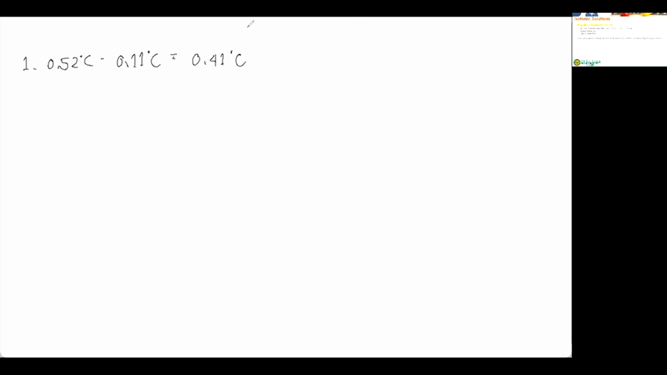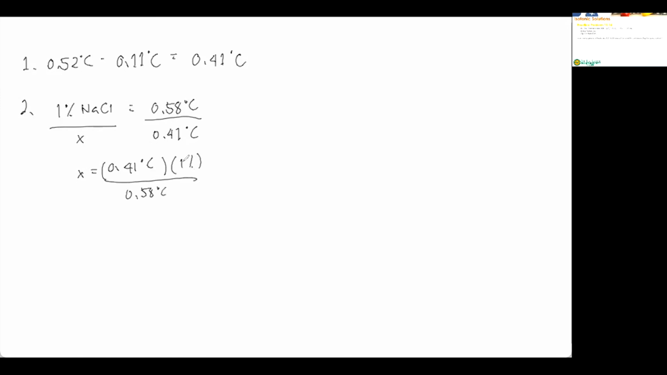Now, the freezing point depression of a 1% solution of boric acid is not stated in the problem. So we will make use of sodium chloride equivalent in this case. What we can use is the freezing point depression of sodium chloride, which we knew from the previous problem. So we knew that a 1% solution of sodium chloride has a freezing point depression of 0.58 degrees Celsius. In order for us to attain a freezing point depression of 0.41 degrees Celsius, X is the percentage of sodium chloride that must be present in the solution. So X is equal to 0.41 degrees Celsius times 1% divided by 0.58 degrees Celsius. So X here now becomes equal to 0.71%.